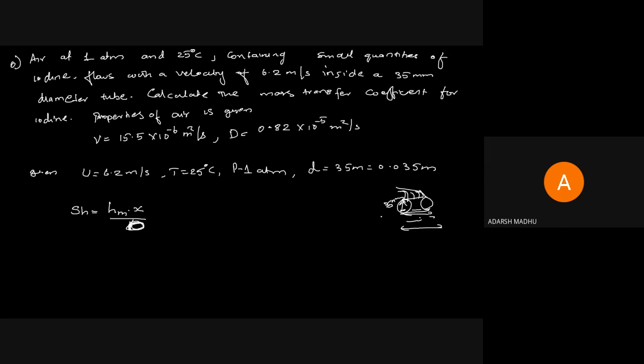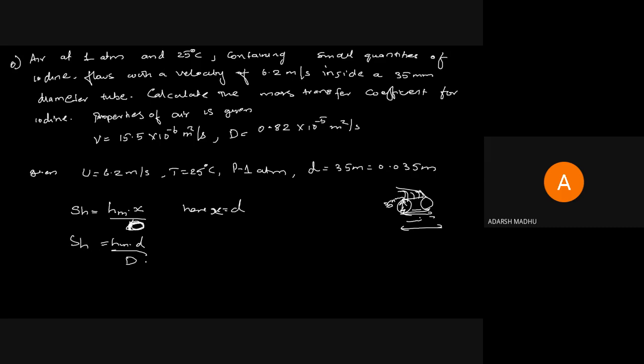He has not given it. So we can take that evaporation is happening from inside to outside, from one end to the other end. So here the length of evaporation is taken as x equal to diameter itself, x equals d, because no length or x distance is given in the problem. The distance of evaporation from one end to the other end is through the diameter itself. So Sh equals hm into d by D.